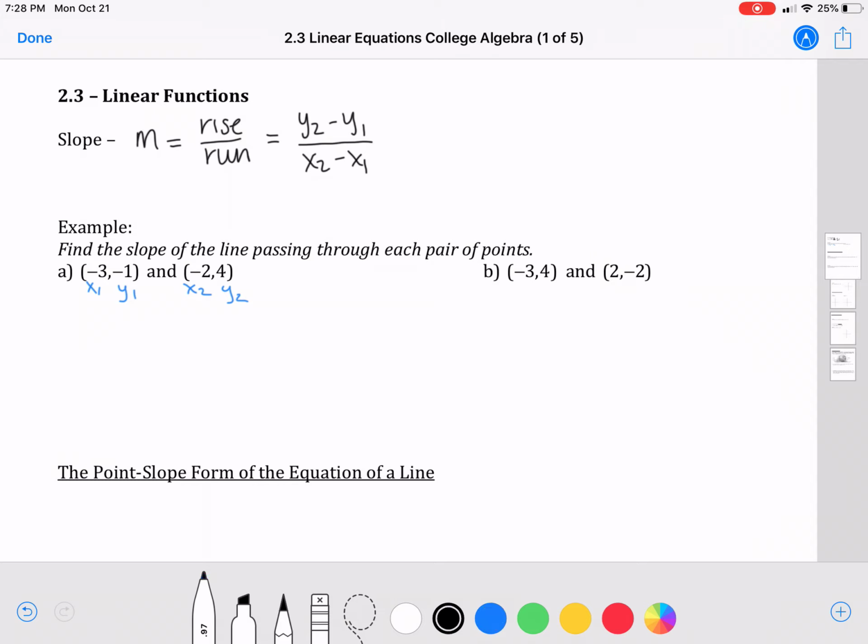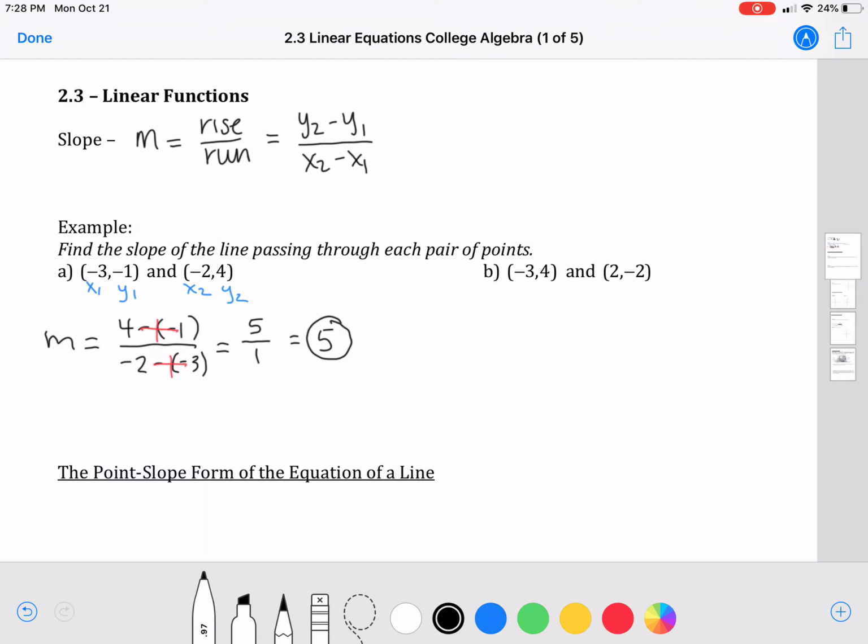Now, if we want to solve for our slope, we're going to plug into our formula. So we have 4 minus negative 1 over negative 2 minus negative 3. Remember, two negatives make a positive, so this is actually 4 plus 1 and negative 2 plus 3. So 4 plus 1 is 5, and negative 2 plus 3 is 1. And we can simplify 5 over 1 to be a slope of 5.